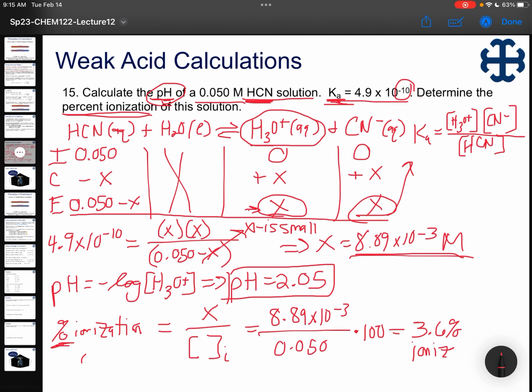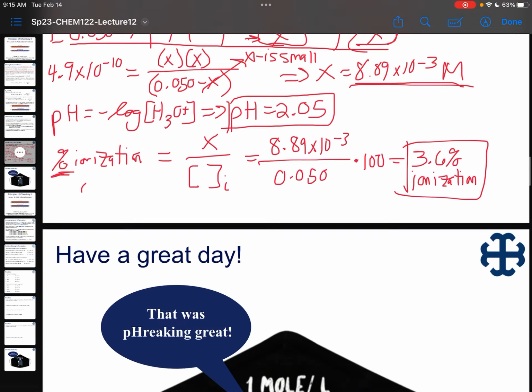And that will be our percent ionization, which again, if we do a logic check, makes some amount of sense. We know this is a weak acid. We know our Ka value is quite small, and so it makes sense that our reaction is not going to be very ionized. In fact, only 3.6% worth. Okay, so that is how you solve an equilibrium problem with acids and bases.